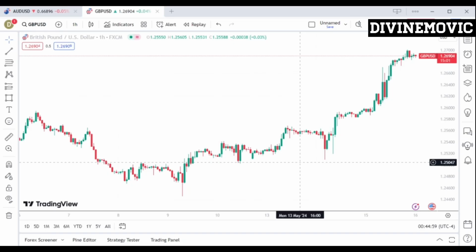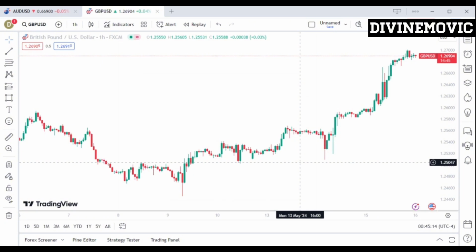Now let's look at GBPUSD. We're going to be applying this simple strategy step by step, so I want you to carefully follow it step by step. Now the first thing you want to do is to simply go to the higher time frame and understand direction and point out key levels in the market.